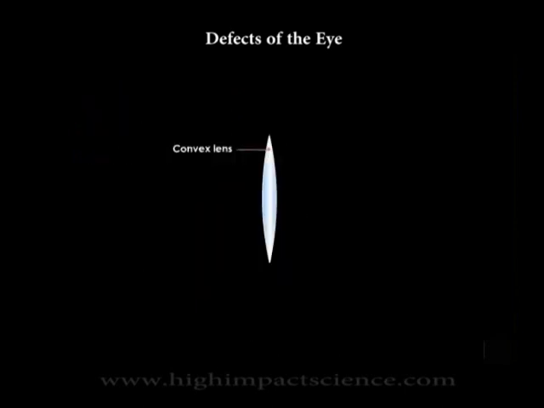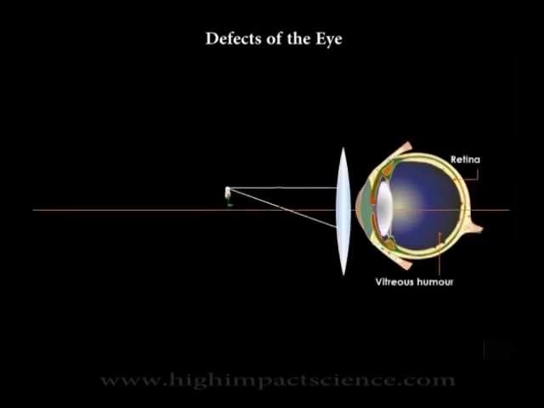A convex lens is used to correct this abnormality. The ray diagram shows how a convex lens helps to focus light rays onto the retina.